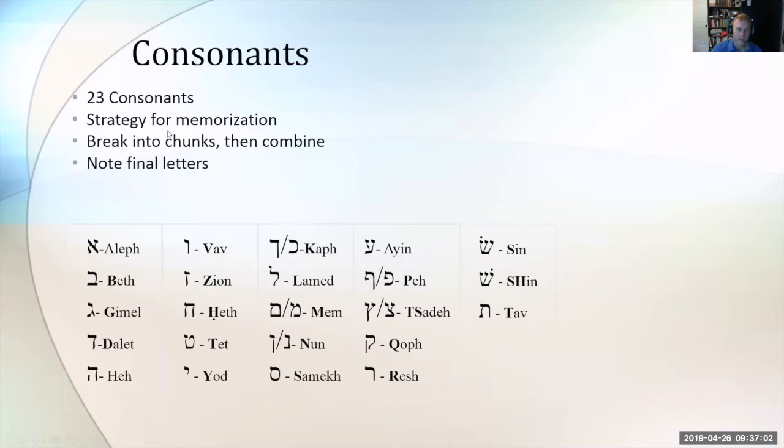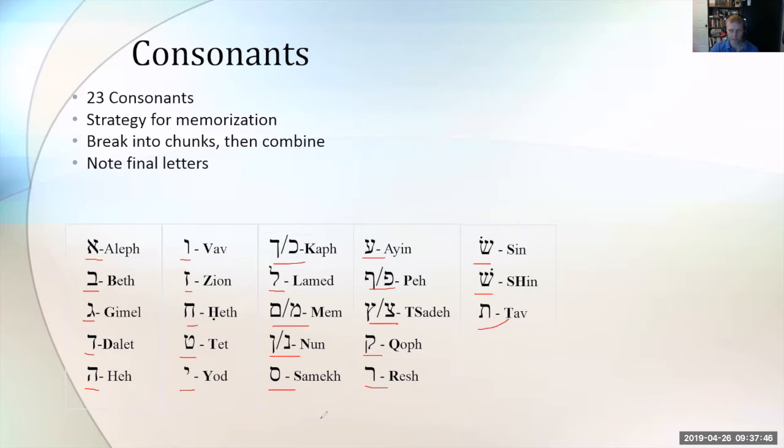Okay. Now, we're looking at 23 consonants, and I have put these in the order of left to right. It doesn't really matter how you put the alphabet. Just do keep in mind that we're going to be reading from right to left. But starting over on the left-hand side, we have Aleph, Beit, Gimel, Dalet, He, Vav, Zayin, Chet, Tet, Yod, Kaf, Lamed, Mem, Nun, Samek, Ayin, Pei, Tzadeh, Kof, Resh, Sin, Shin, Tav.